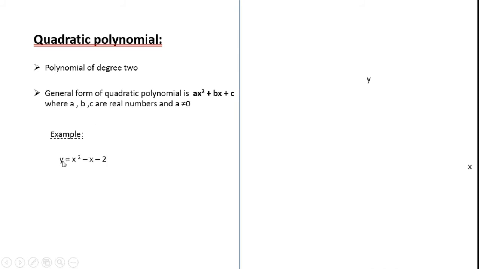The example: y equals x square minus x minus 2. We have to draw the graph of this polynomial. First, we have to find the values of y corresponding to x. For that, first I am taking x equal to minus 2. So minus 2 whole square minus, minus 2, minus 2. Minus 2 whole square is 4, minus minus 2 becomes plus 2, and plus 2 minus 2 is 0. So we got 4.